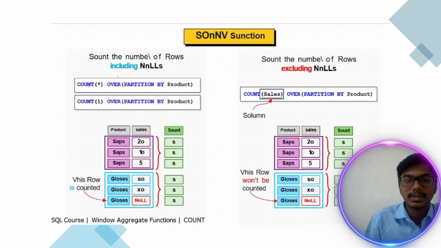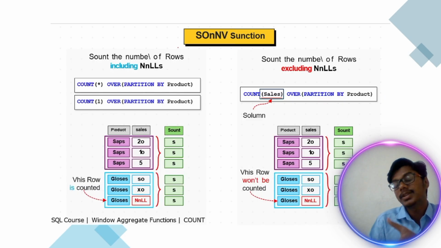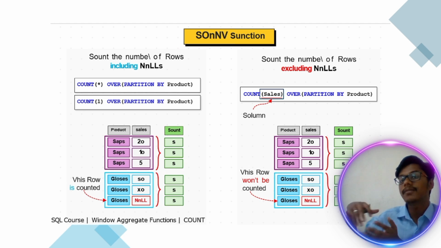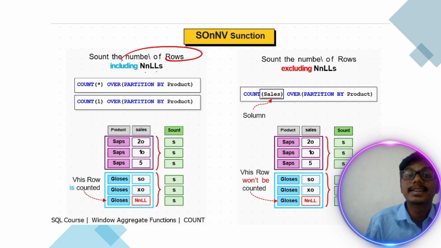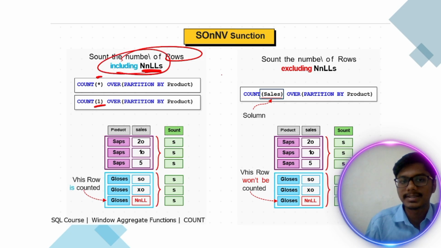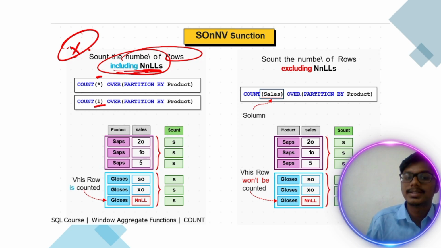Okay, fine. Now let's look at how the count function works with nulls and when excluding nulls. The count function returns the number of rows. When you use star or 1, it includes the nulls. Guys, main note, please note this point: it counts the number of rows including the nulls.